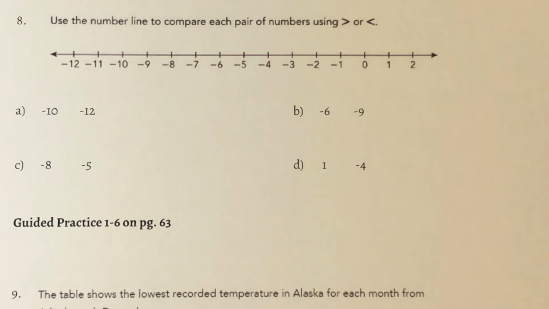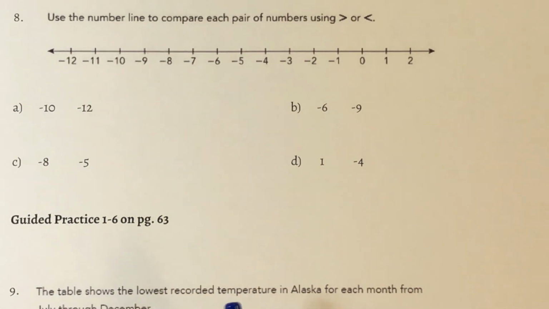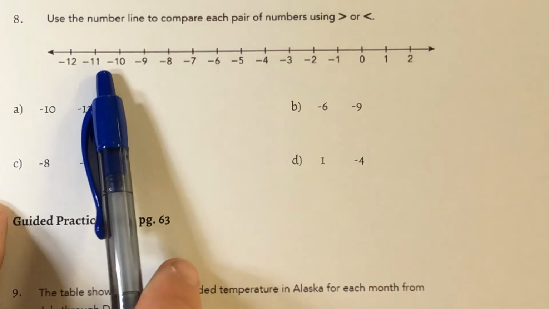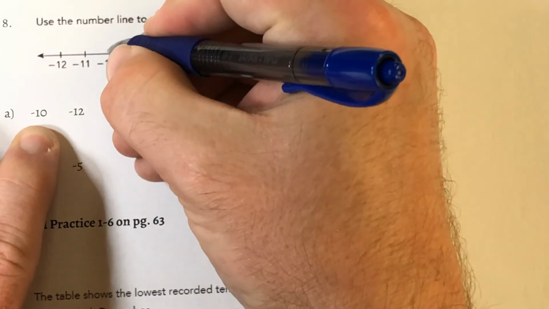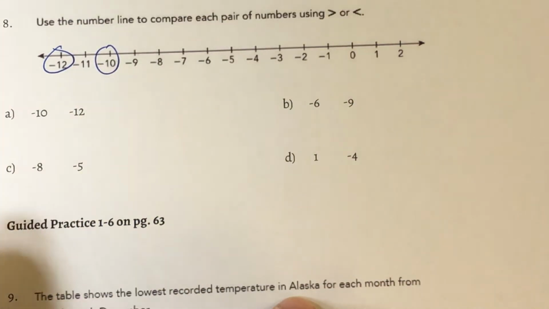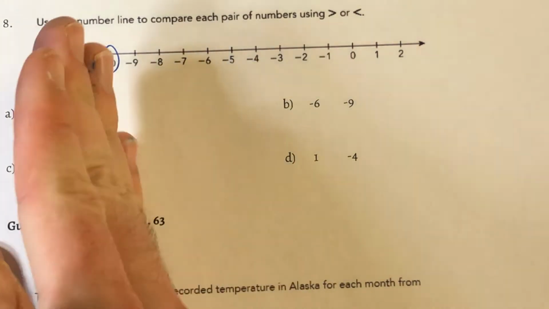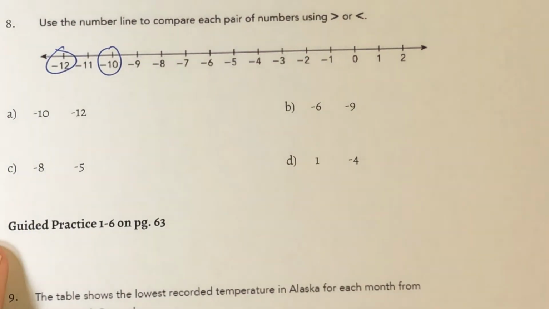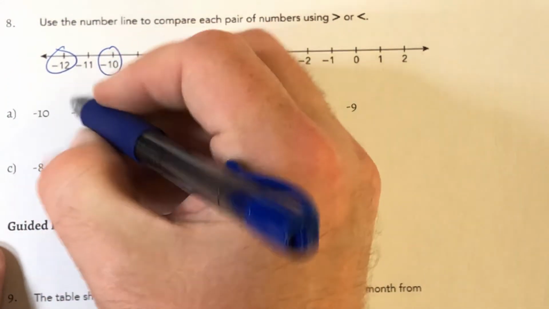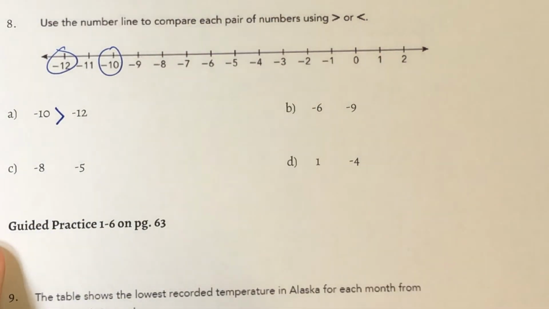Okay, our first example. Negative 10, negative 12. Well, let's look at them on a number line. If I looked at negative 10, it's right there. Negative 12 is right there. Which one is farther to the right, meaning bigger? Well, negative 10 is farther to the right, so negative 10 is larger. So I'm going to say negative 10 is greater than negative 12.